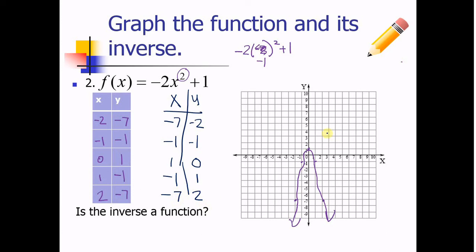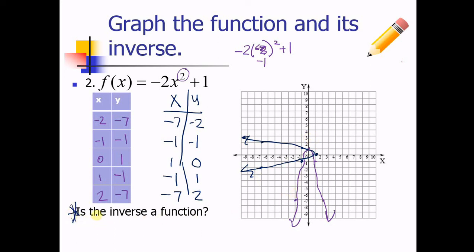Let's graph these. -7, -2 right there. -1, -1. Hey, I went through the same point. 1, 0, -1, 1, and -7, 2. Let's cut through. Something like that. Alright, now, is the inverse dark blue?